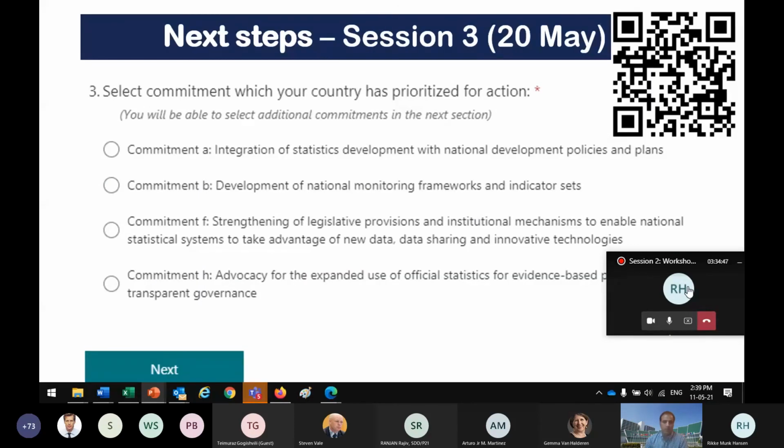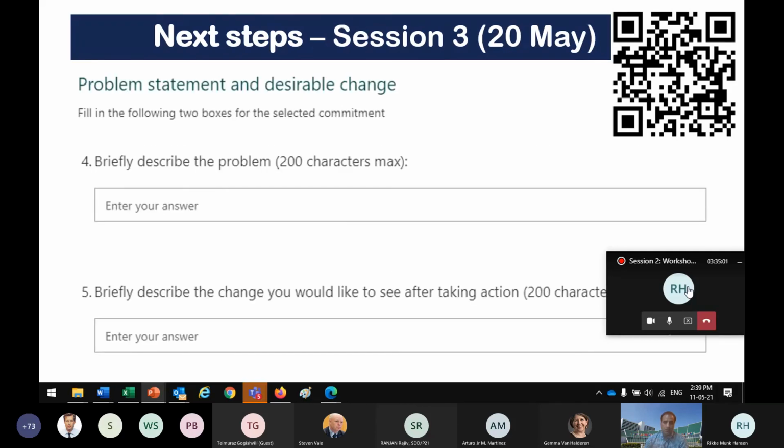And if you look at the form, you can pick one of the commitments first, out of these 4 commitments that we have prioritized for this workshop, and then under the selected commitment, you will be asked to identify very briefly, specify and describe what is the problem in your statistical system that you would like to change or to solve. It could be, for example, my NSO is not engaged in developing a monitoring framework for the national plan, or anything like that, right? And then you're asked to again briefly describe what change you would like to see after taking action. In this particular example, maybe your change would be that I would like to see my NSO jointly with the National Planning Organization develop a monitoring framework for the national plan, or anything like that.